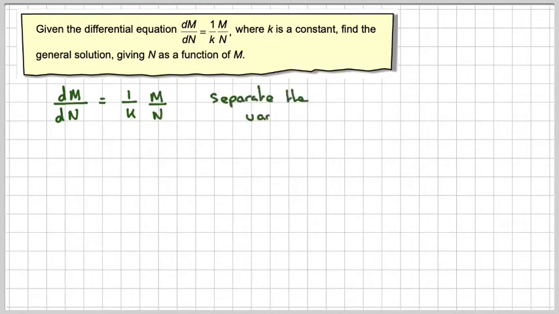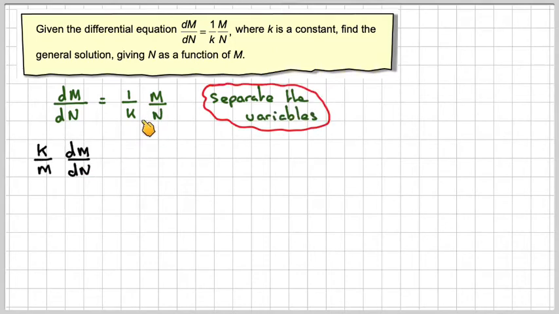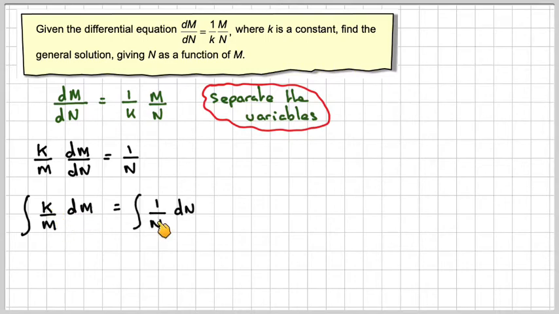If we separate the variables, so we're going to have to put the m over here. We want k over m, so take the k up here and the m down here, and that will be equal to 1 over n. Now integrating both sides with respect to n, this side will become the integral of k over m dm. This will become the integral of 1 over n dn.